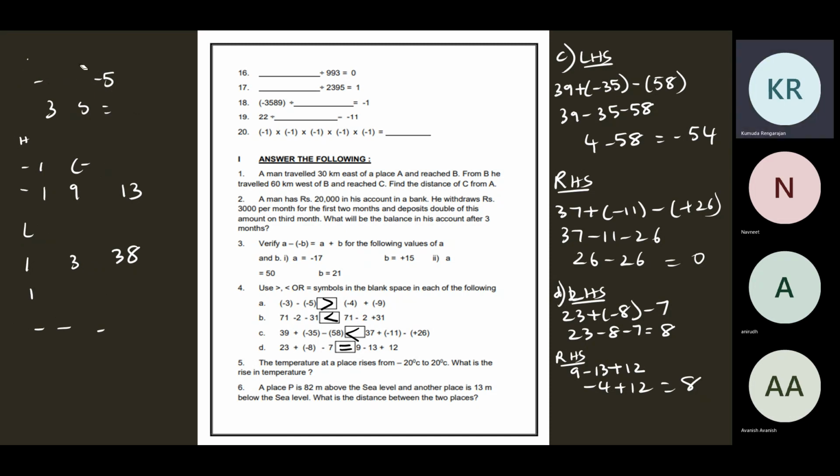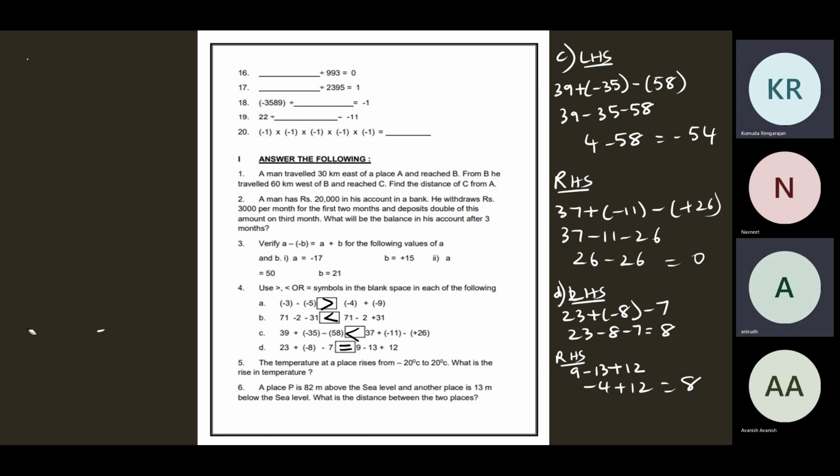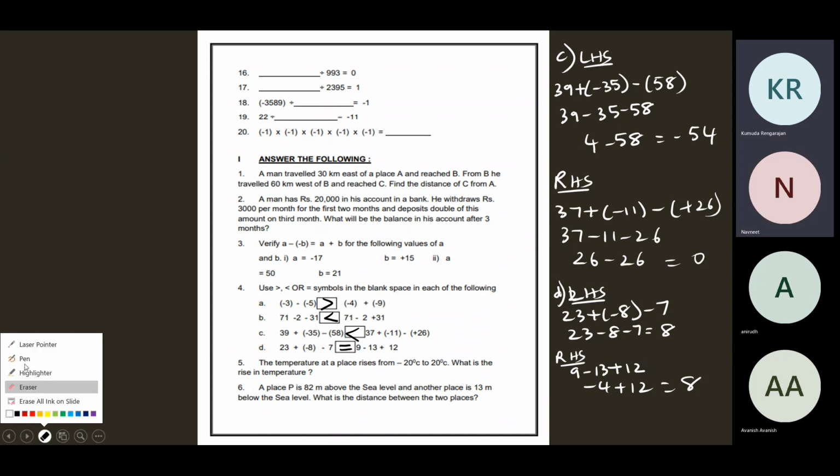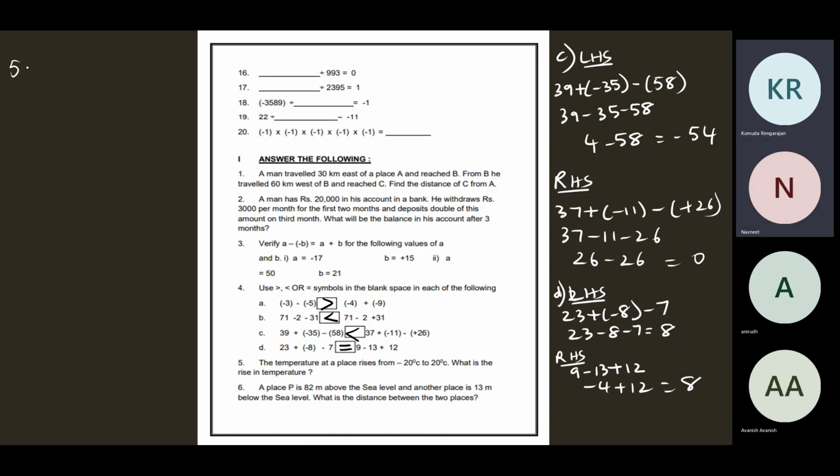So fifth one, the temperature at a place rises from minus 20 degrees Celsius to 20 degrees Celsius. What is the rise in temperature? What is the rise? 40 degrees Celsius. Yeah. So how should you write the statements?